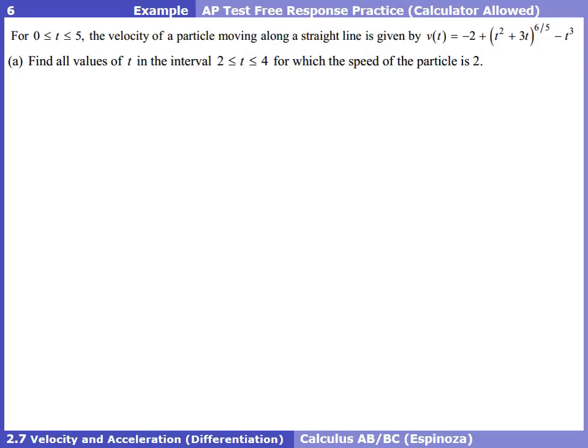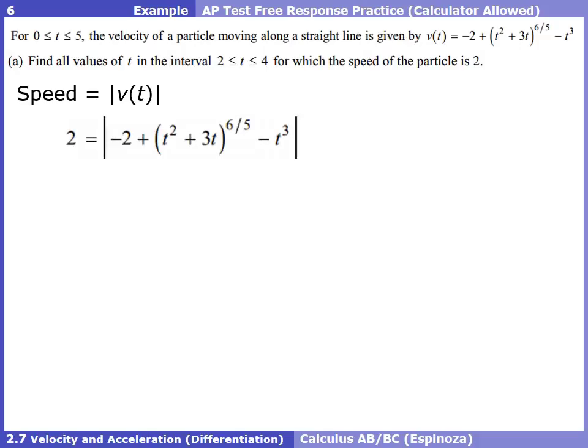So part A, we want to find all the values of t from 2 to 4 for which the speed of the particle is 2. So even though the complete story, so to speak, of this particle is from 0 to 5, we just want to find the times from 2 to 4 for which the speed of the particle is 2. As a reminder, speed is the absolute value of velocity. So we want to find when the absolute value of our velocity function, which is that long function right here, is equal to 2.